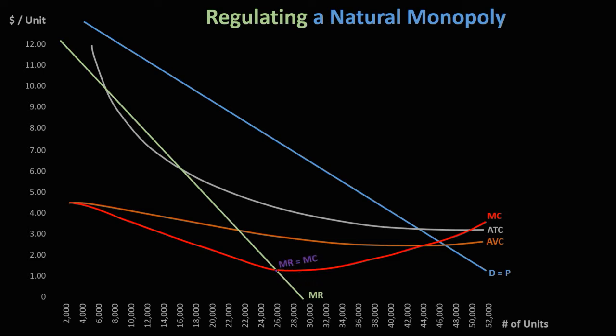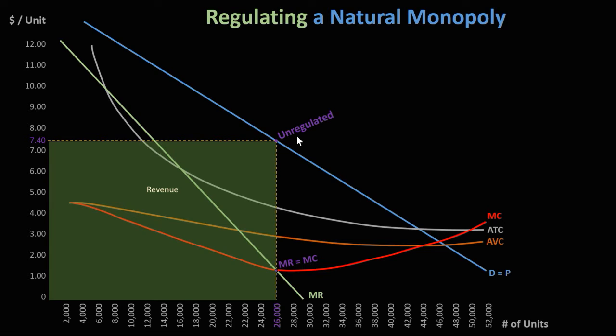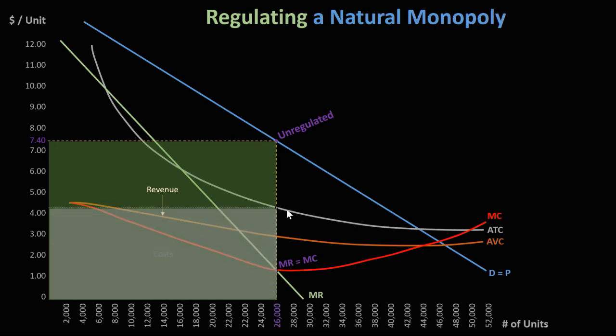Now left unregulated, the firm is going to look to maximize profits by producing where marginal revenue equals marginal cost. In this case, it's going to be 26,000. We draw our line up to the demand curve, the price curve, and it tells us that the firm will charge a price of $7.40 if left unregulated. The firm has maximized profits. We've got revenue equal to the area in green. We identify our costs from the average total cost curve, which is here. Costs are at that point down, and we find that there's profits.